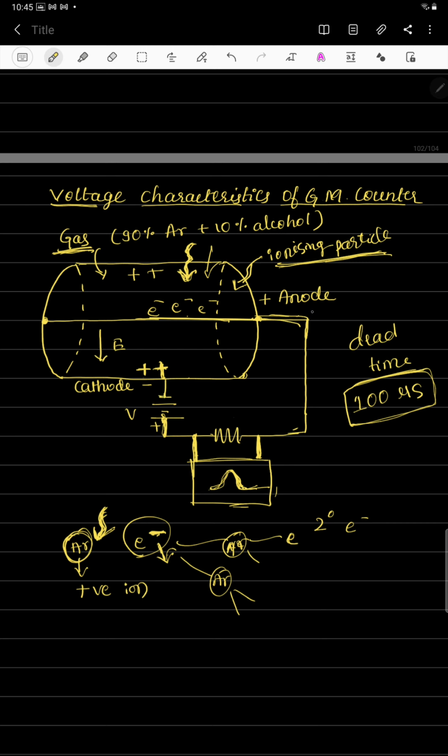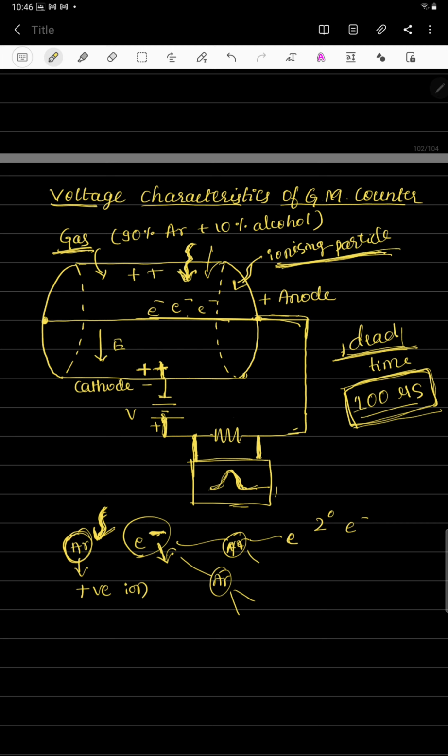Once this circuit is completed, no ionizing particle is detected by the GM counter until then, and the period over which the GM counter is unable to detect an ionizing particle is called the dead time. This is important for 2 marks. If they ask what the dead time of the GM counter is, it is almost about 100 microseconds. Over this time period, the GM counter is not going to detect any ionizing particle.